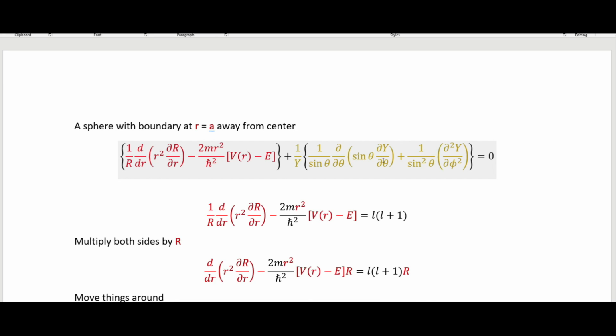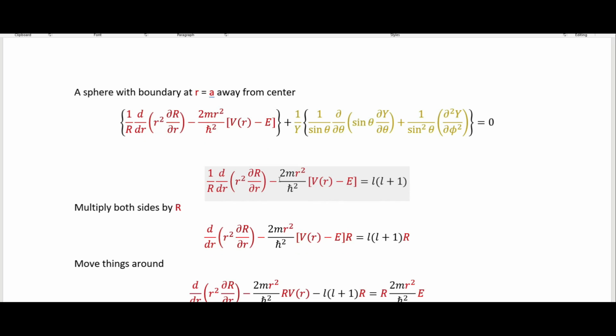So here is what we ended up getting in the previous video after doing a separation of variables, where here in this brownish color is the angular part of the equation, and then in red was the radial part, which in the previous video I said I was going to talk about in this video, so that's what we're going to talk about. So here is the radial part, and we have it set equal to this constant, the same constant that we had our angular part set to.